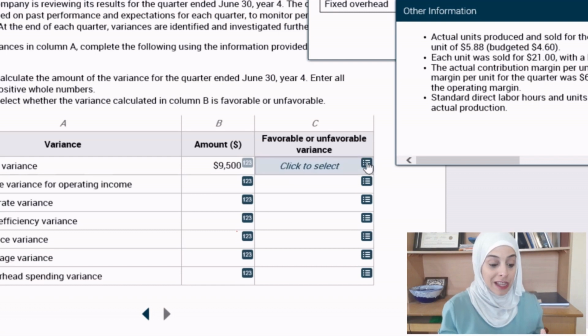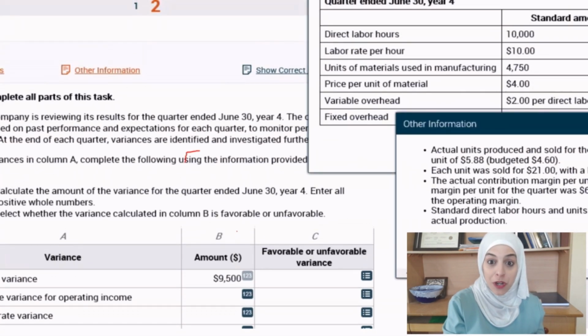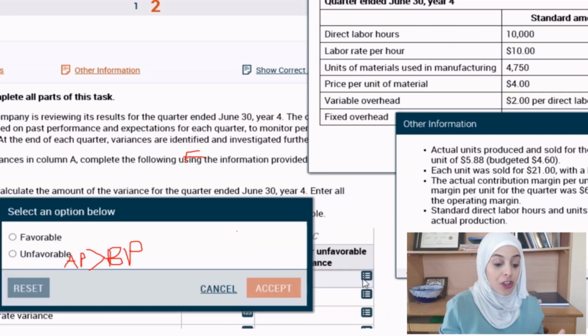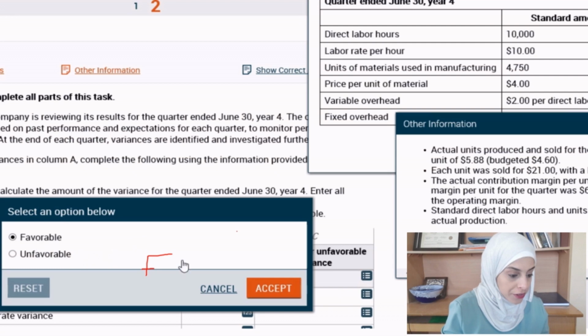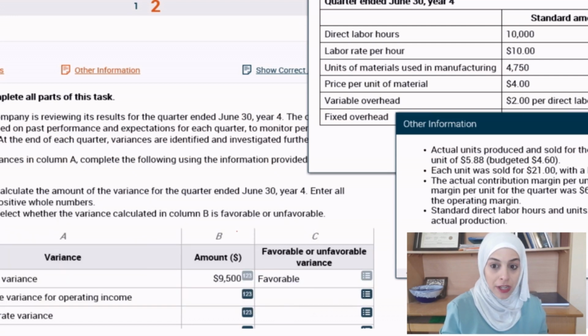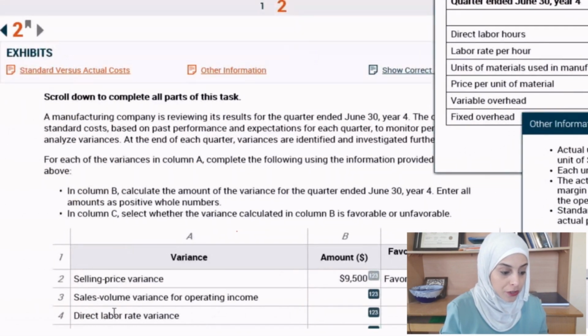Why? Because simply the actual price was more than the budgeted price, which is for our benefit, which is what we want. We want our prices to be higher, and we want more profit, and to sell at higher prices, right? So absolutely, it's a favorable variance because the actual selling price per unit is higher than the budgeted selling price per unit. Let's go to the next variance here: sales volume variance for operating income. So we want to see this sales volume variance for operating income.